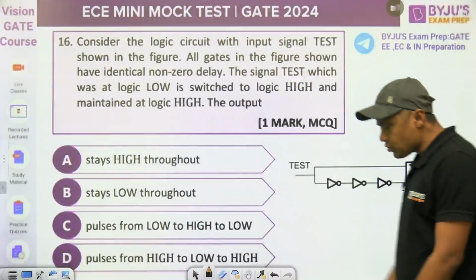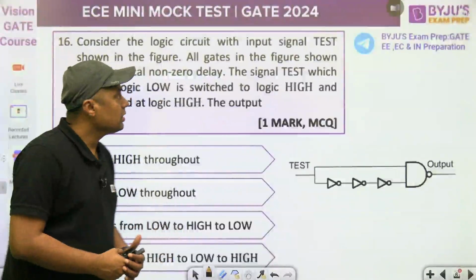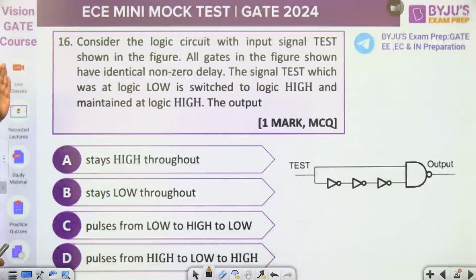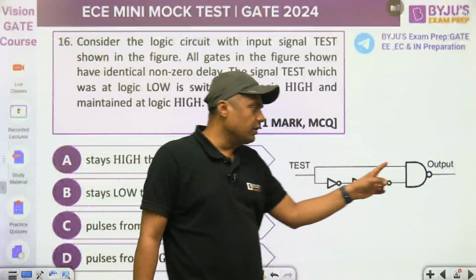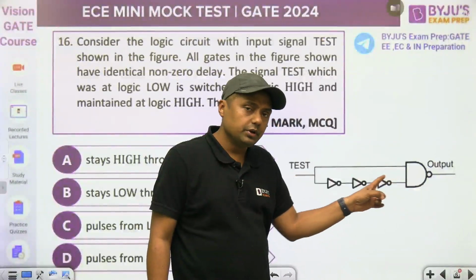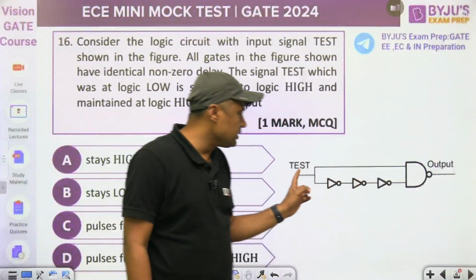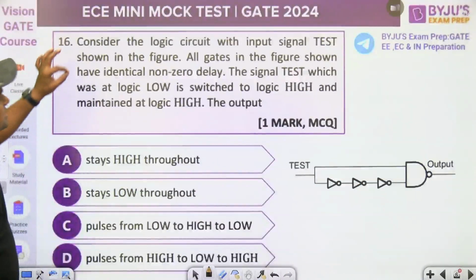Now that is the first question on your screen. Consider the logic circuit with input signal shown in figure. All gates in the figure shown have identical non-zero delay. The signal test which was at logic low is switched to logic high and maintained at logic high. Guys, these 4 gates are given: first NAND gate, inverter, inverter, inverter, and the test signal is given. And what is the position of the test signal initially?